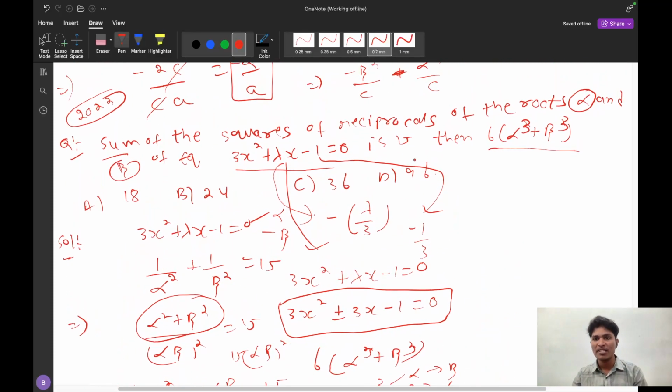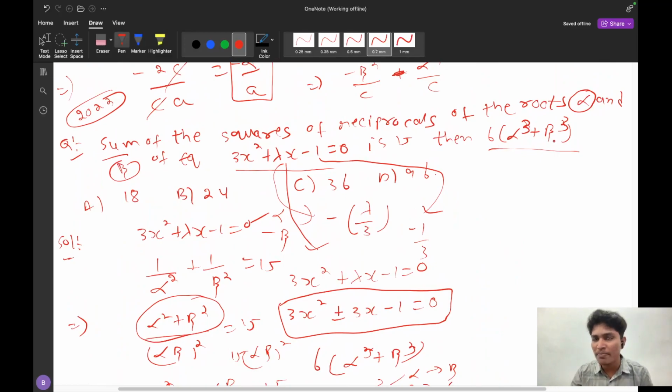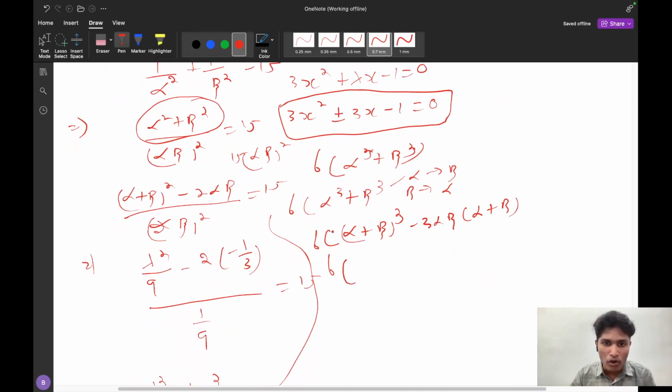One second, guys. There is a misprint in the question. That is, 6 into alpha cube plus beta cube is correct, and they are asking whole square. This thing they are asking. So for this thing, whole square I have to do. This entire thing whole square.